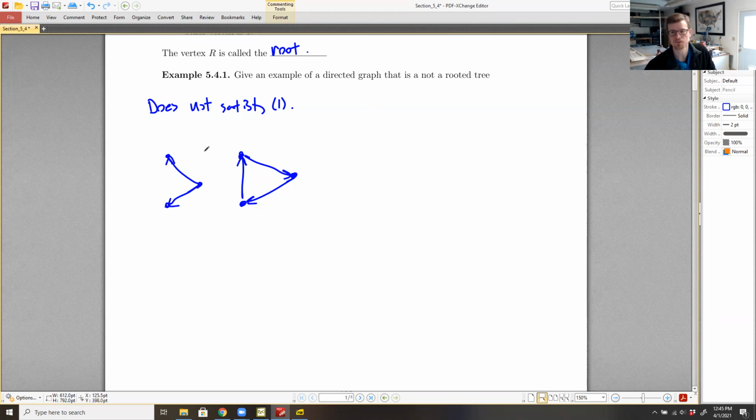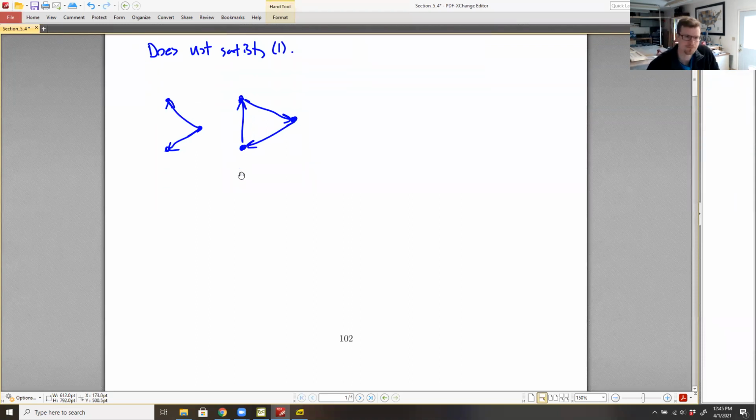So you'd say, all right, that's the root, except that when we ignore the directions of the edges, of course, what we have is not connected and therefore is not a tree. So this does not satisfy condition 1, so it is not a rooted tree.